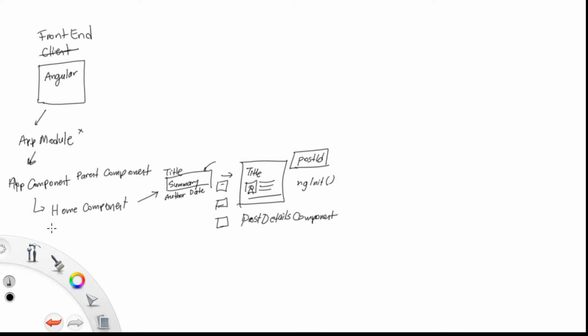All right, so next, so we have a home component. Of course, we will have some authentication, right? So authentication.